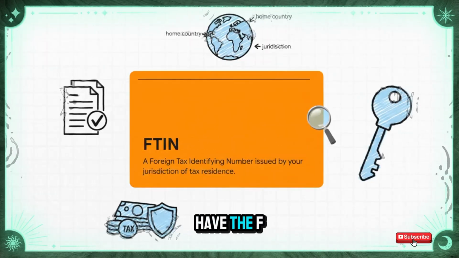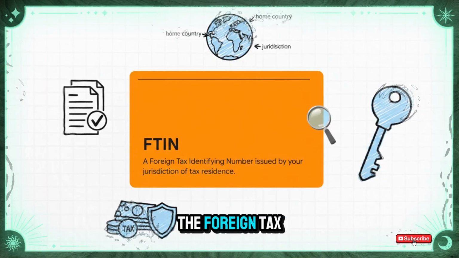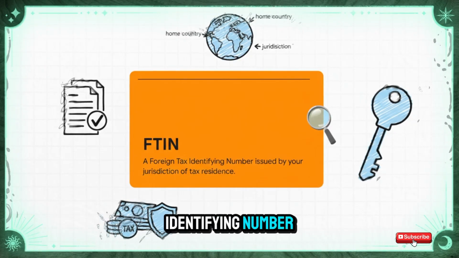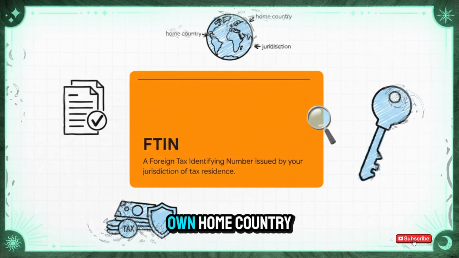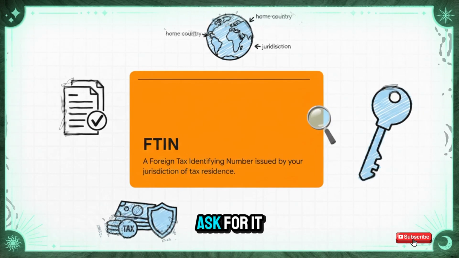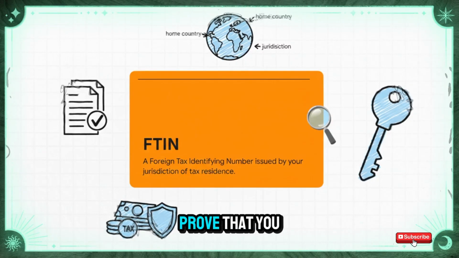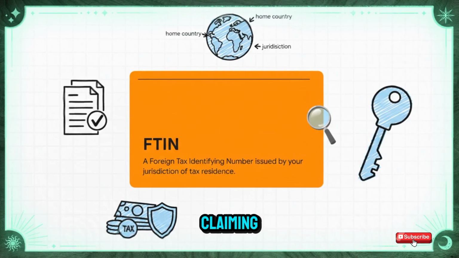And then you have the FTIN, the Foreign Tax Identifying Number. This one's easy. It's just the tax ID number you use in your own home country. The reason they ask for it on the form is to help prove that you are, in fact, a tax resident of the country you're claiming.